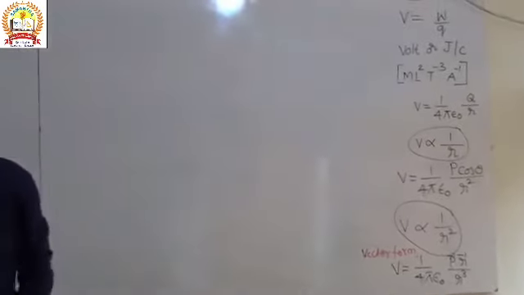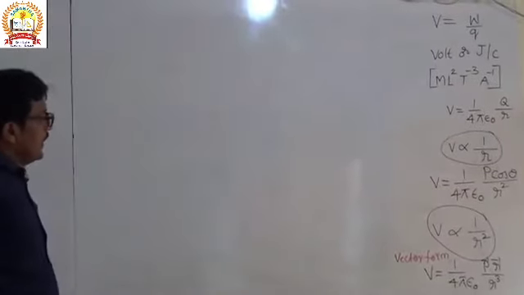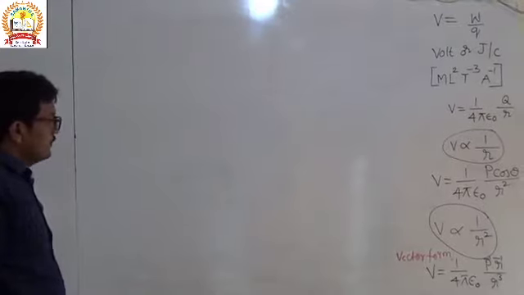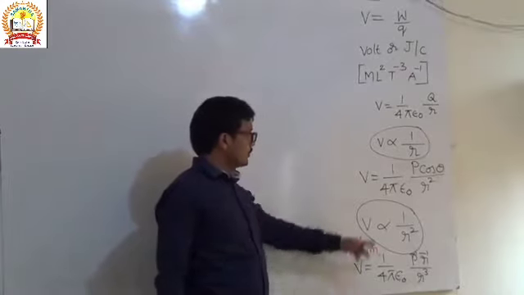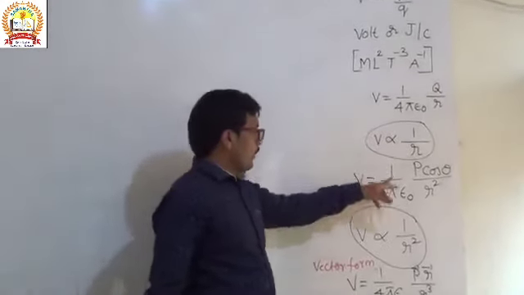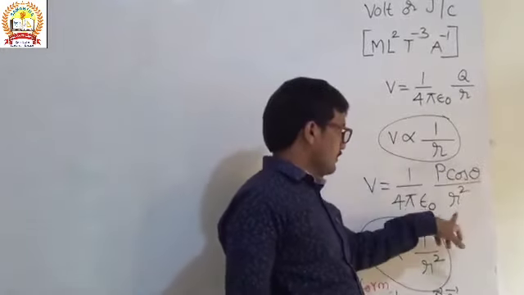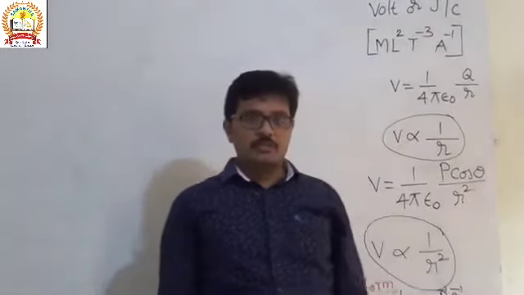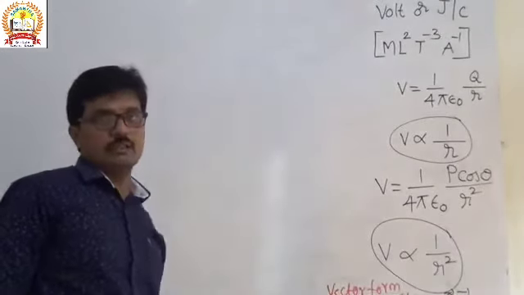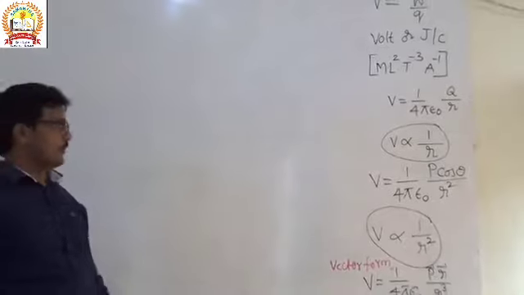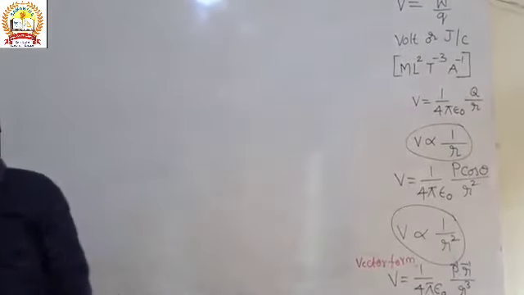In the special case, the electric potential due to a dipole on the axial line is V equals plus or minus 1 by 4 pi epsilon naught P cos theta by R square. Potential due to a dipole on the equatorial line is 0 because the theta value is 90 degrees. That we discussed in the last class. And the next one is potential due to a system of charges.